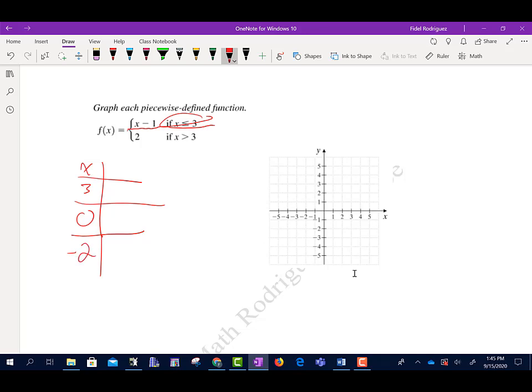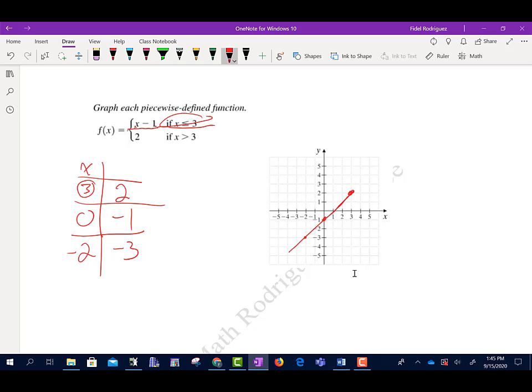Okay. So now I'm going to take this value of 3 and plug it in here. So 3 minus 1 is 2. I'm going to take 0 and plug it in here. 0 minus 1, -1. And I'm going to take -2. -2 minus 1, -3. And now all I'm going to do is plot those points. So when x is 3, y is 2. When x is 0, y is -1. And when x is -2, y is -3.